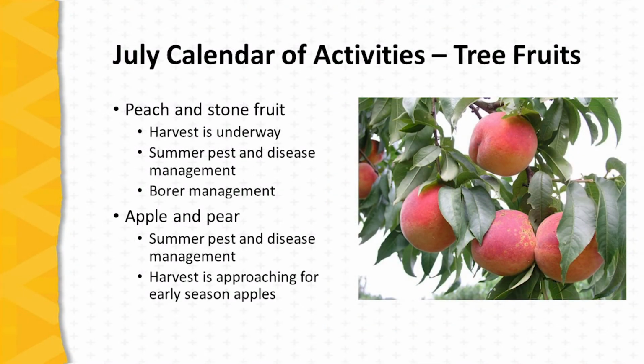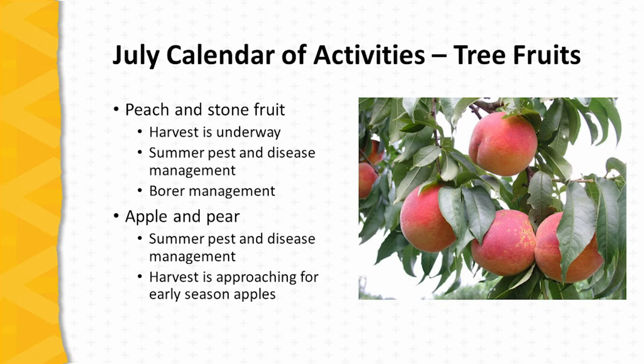Now let's take a look at the July calendar of activities for tree fruits. In the case of peaches, harvest is definitely underway. We're moving into the mid-season with peaches. Summer pest and disease management continues, although the intervals between protective sprays can be stretched out a bit if the weather is dry. Borer management, particularly for peach tree borer, takes place during this period of time. Most effective applications of borer management pesticides are based upon pheromone trap catches of the various borer species.